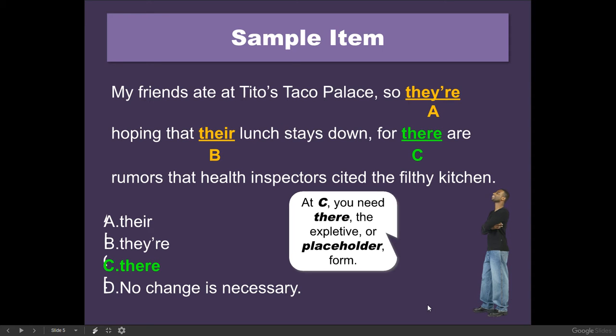The correct answer is C. So my friends ate at Tito's Taco Palace, so they are hoping that their lunch stays down, for over there are rumors that the health inspector cited the filthy kitchen.